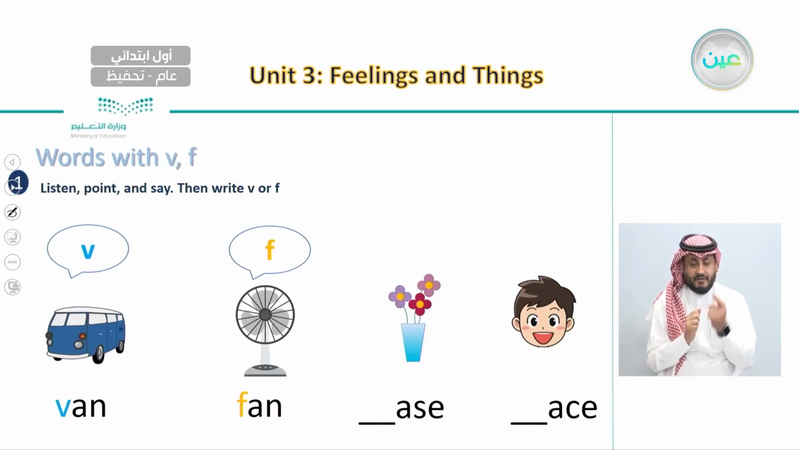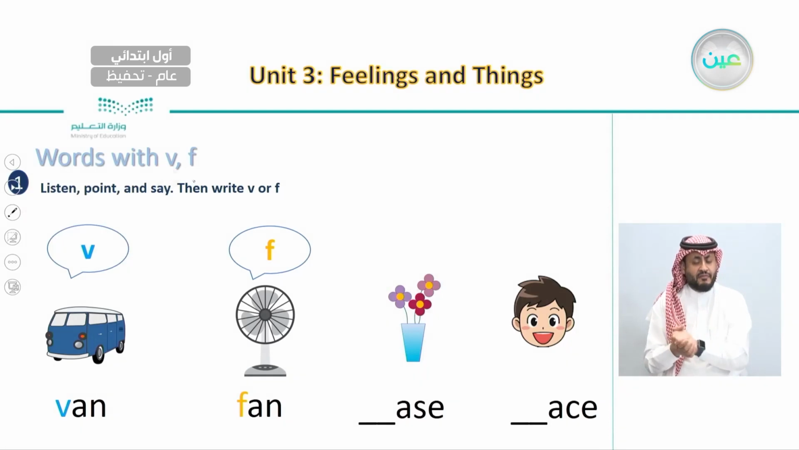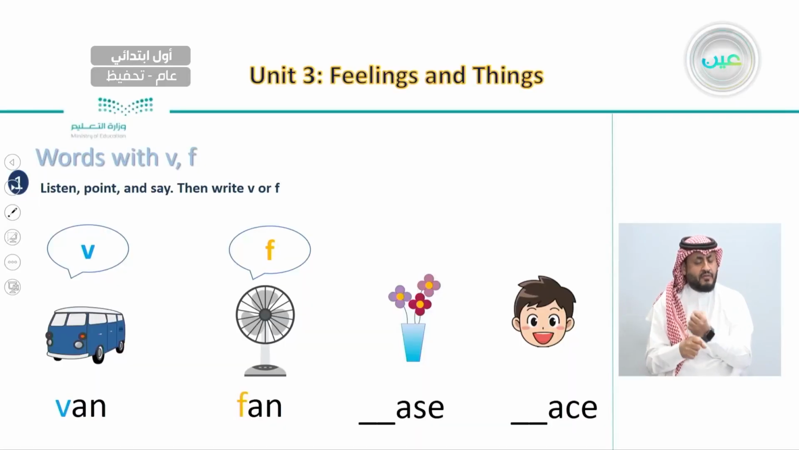Now on page 31, we're going to listen to different words with V and F. What we're going to do now is we're going to listen to these words, point at them, and say them again. And after we do this, we're going to write them down. We're going to write either V or F to complete the missing letter words. So let's start listening to the first word.